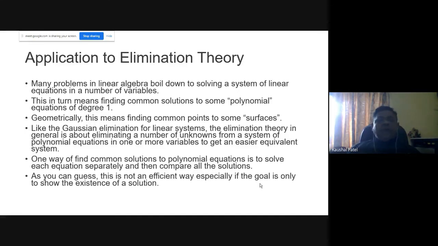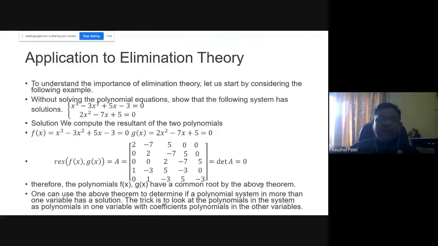We use that because it is a linear equation, a polynomial of degree one, and we generally solve this equation by the Gauss elimination method, and from that we can get the results. Now suppose we have another kind of theory. Suppose we have a polynomial in the form of x cubed minus 3x square plus 5x minus 3 equal to 0, and, because it deals with a system of equations, the next equation is 2x square minus 7x plus 5.